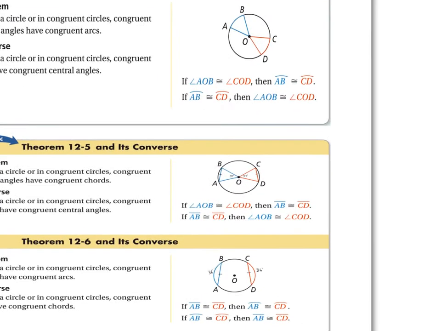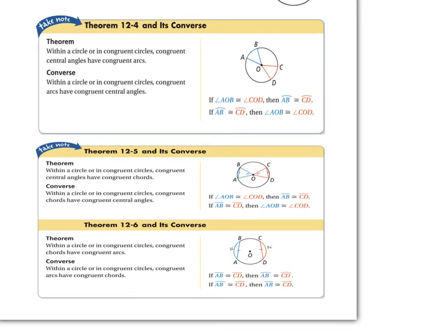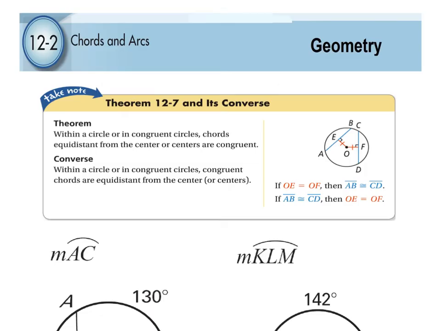Okay, so now we're going to use these different theorems and converses to work some of the problems. The last theorem we're going to look at here in part 1 is within a circle or in congruent circles, chords equidistant. This is an important word right here, equidistant. That means the same distance from the center, or centers, are congruent. So what they're saying here is chords that are the same distance from the center are congruent to each other.